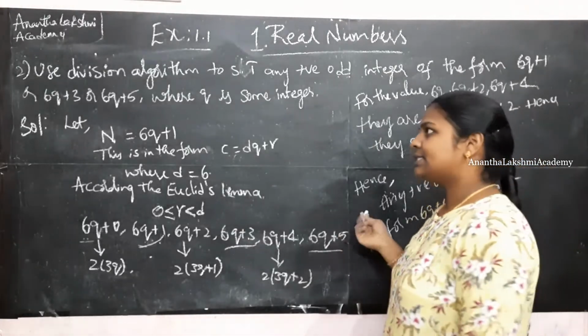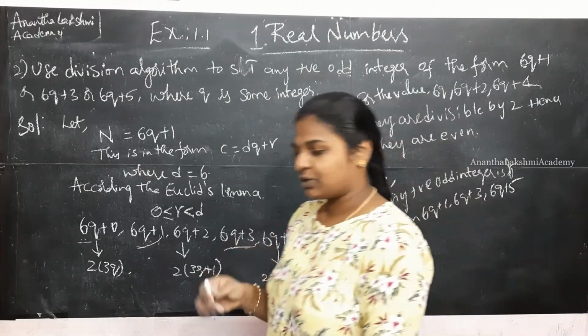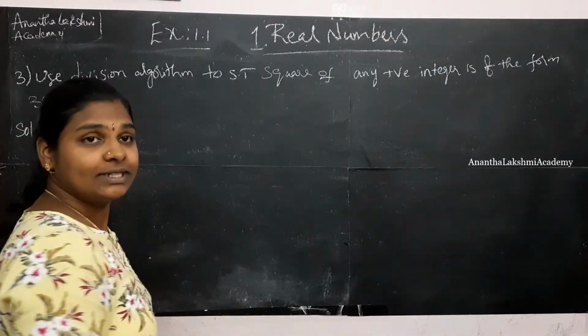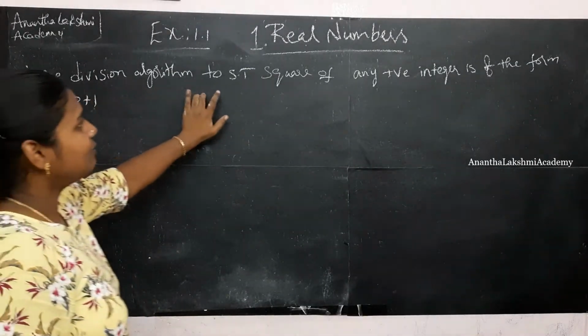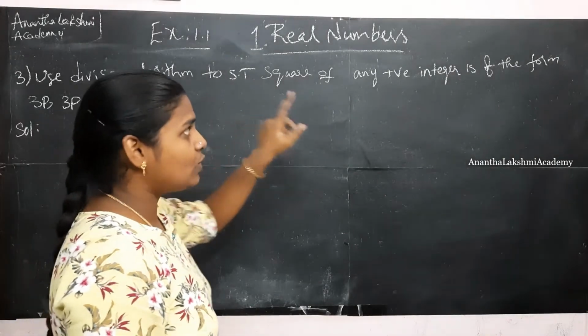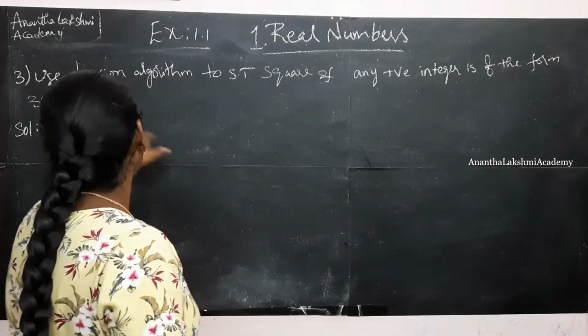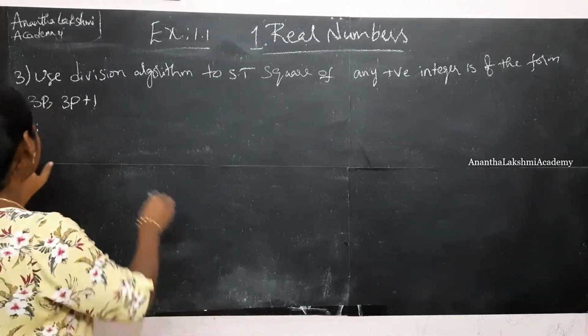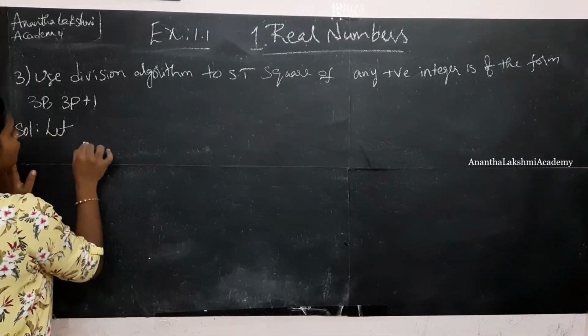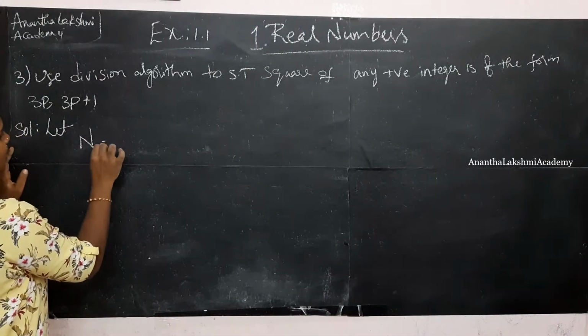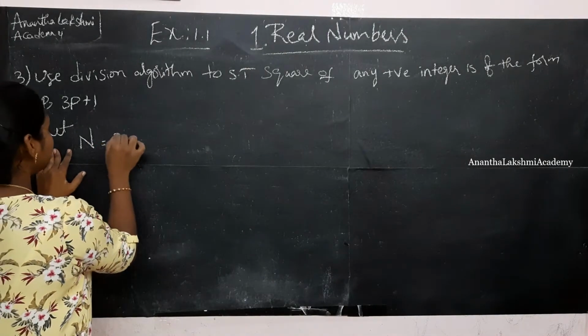Alright, so this is about problem number 2. Let's jump into the next problem. Here we are with the third problem. Use division algorithm to show that the square of any positive integer is of the form 3p or 3p plus 1. So for us, let us assume the dividend to be, say for suppose, 3p.